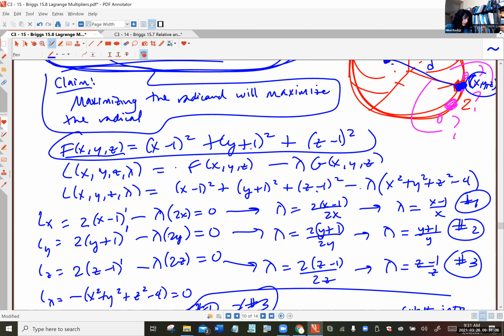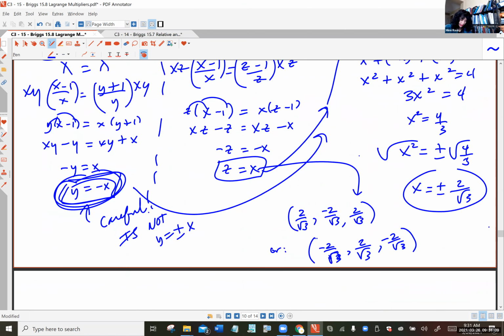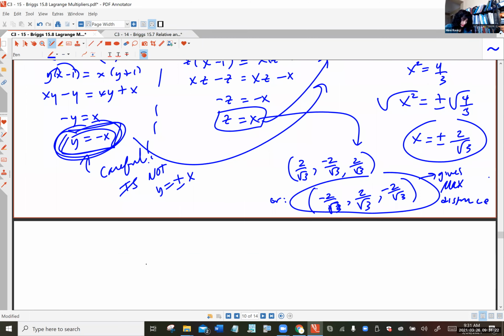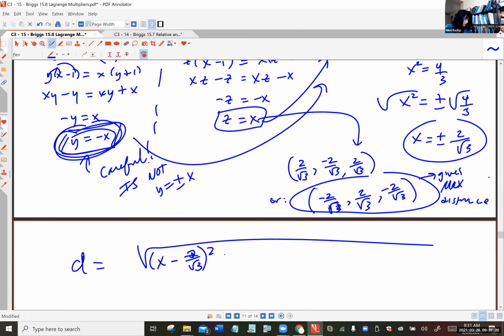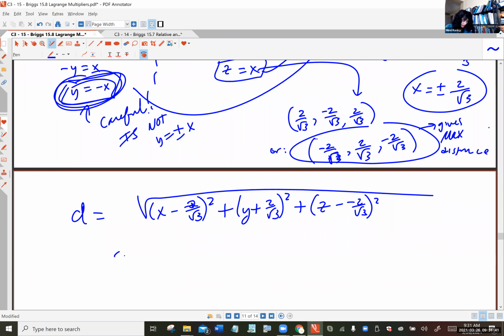So I claim when you plug in this guy here, the one with 2 negatives in it, this actually gives the bigger value. This gives the max distance. So you can prove it to yourself, like here's the actual distance if they ask for it. You're going to go x minus a minus 2 over square root of 3 squared plus y plus 2 over square root of 3 squared plus z minus a minus 2 over square root of 3 squared. And that gives approximately 3.73.